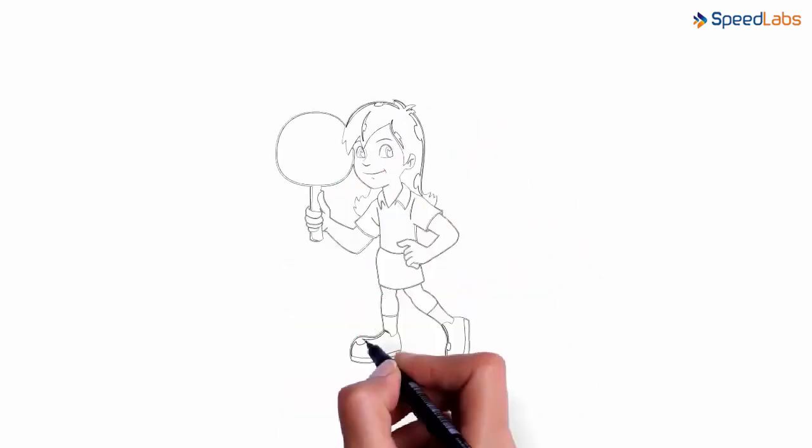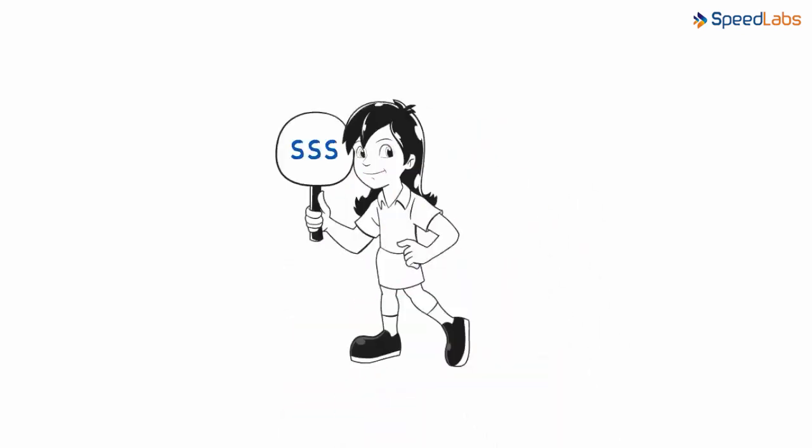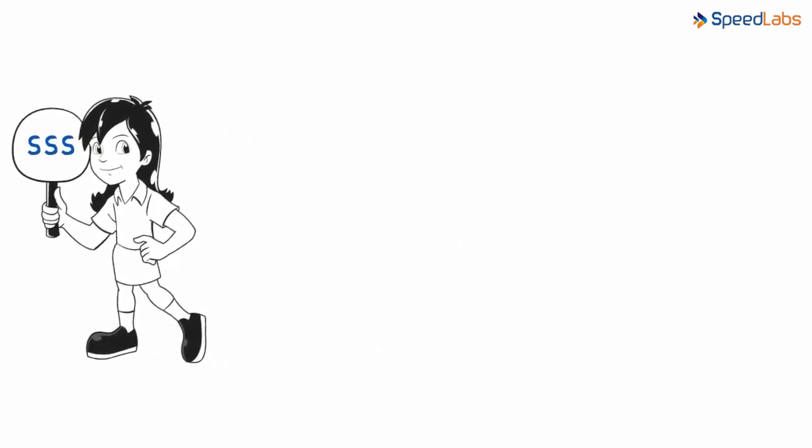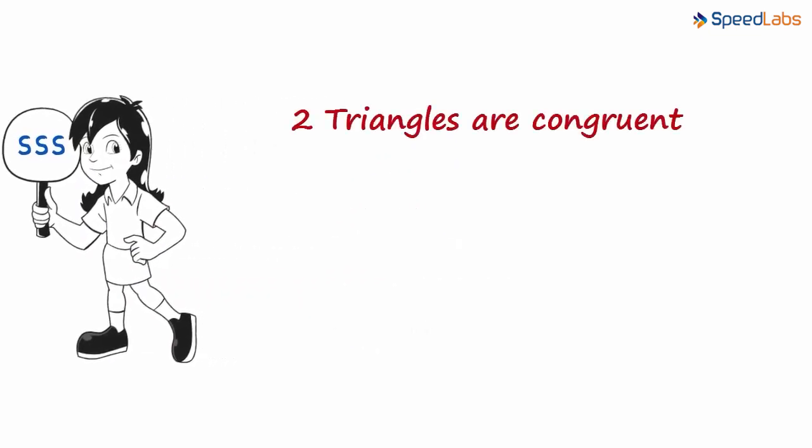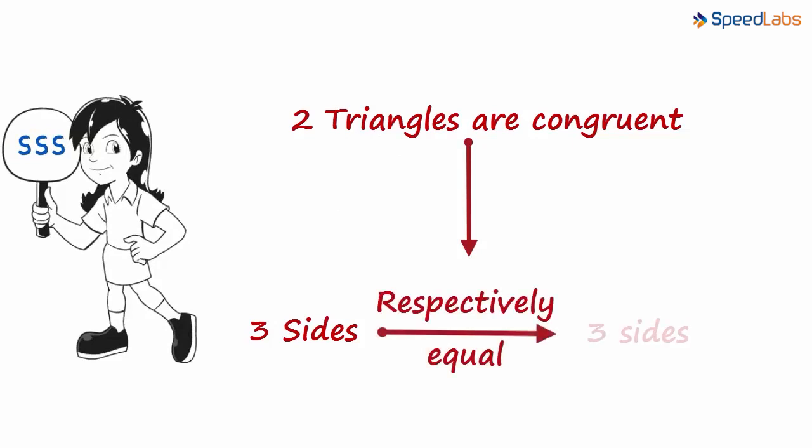We saw in the previous video what the SSS congruence condition was. Two triangles are congruent if the three sides of one triangle are respectively equal to the three sides of the other triangle. But what kind of problems do we come across in this category?